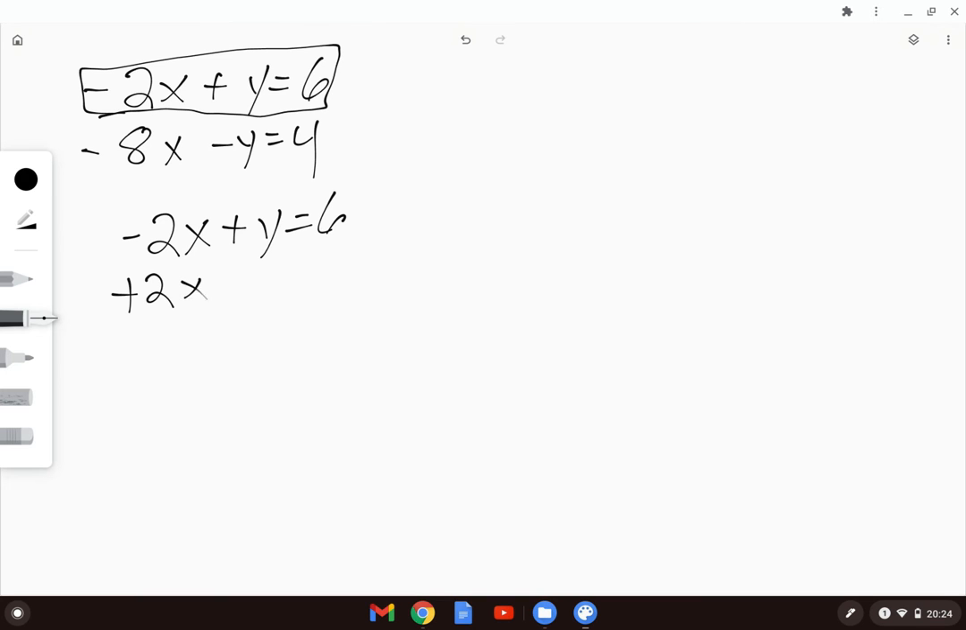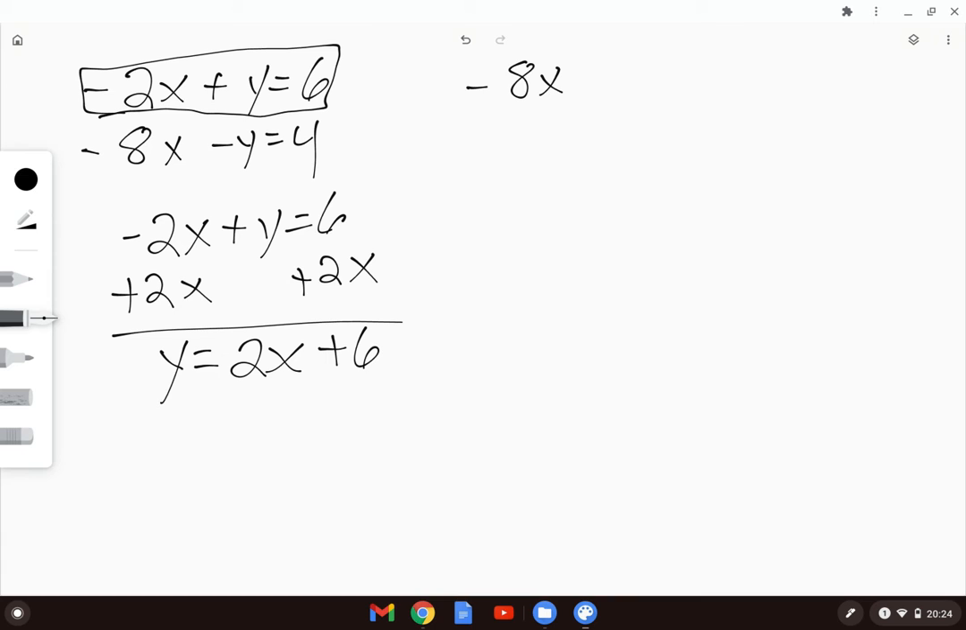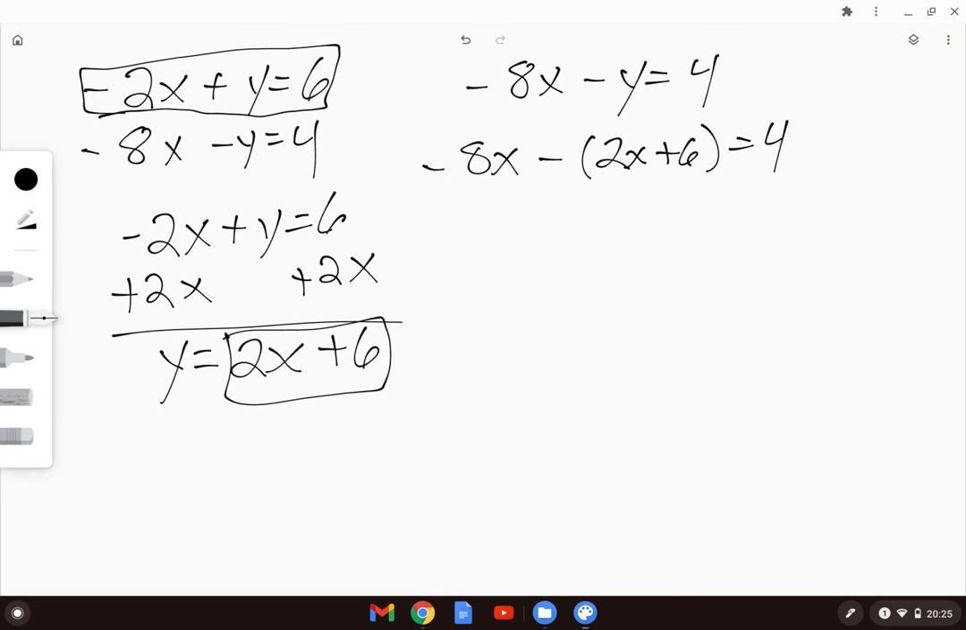So I will add 6 to both sides. That way I isolate y. So I have y equals 2x plus 6. So now I have an equation that has an expression, and I can go back to this negative 8x minus y equals 4, and I can use this value of y here to solve for x. So we'll take negative 8x, and we'll put this minus 2x plus 6 equals 4.